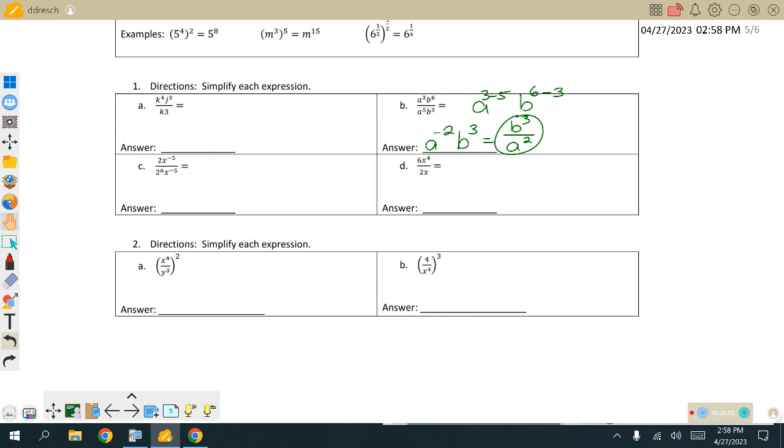Okay? Let's do one more here. Let's do letter C. Letter C, I see bases of 2. Now on that top one, I don't see a number for the power, so I put a 1 there. Again, top minus the bottom. What's 1 minus 6?